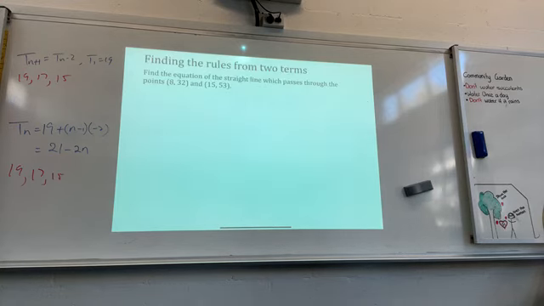Alright, let's think about the next part, which is finding the rules from two terms. First, let's think about finding the equation of the straight line which passes through points 8, 32 and 15, 53. How would you do that? Yes? Find the gradient first. Find the gradient first. Very good. So let's do it. How do you find the gradient?